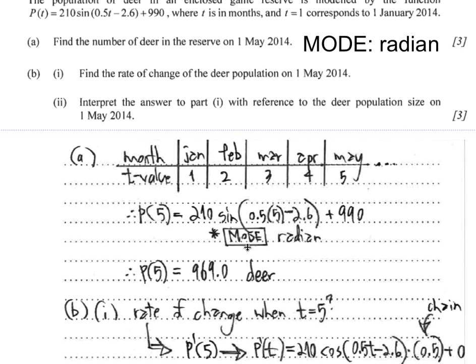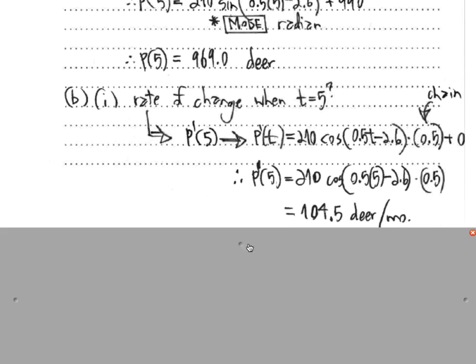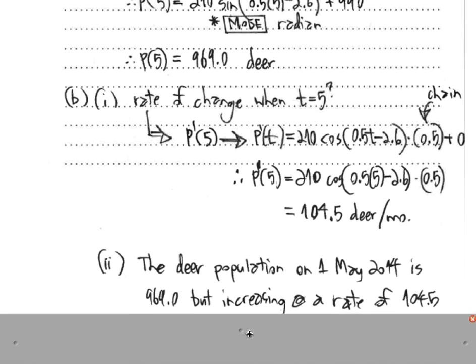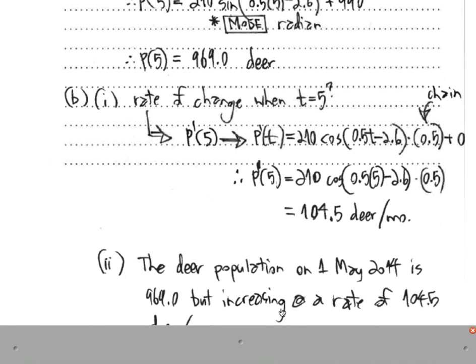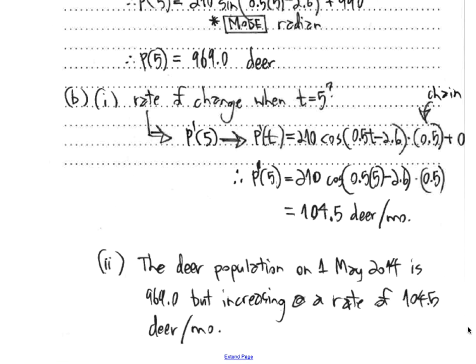The question is, interpret the answer with reference to the deer population size. The deer population on May 1st is 969, but increasing at a rate of 104.5 deer per month. So there you have it.